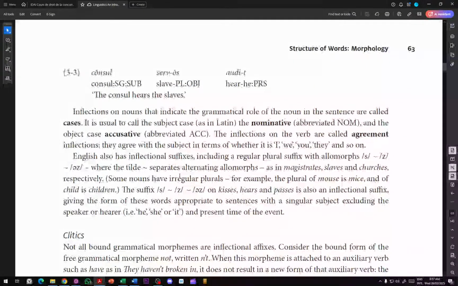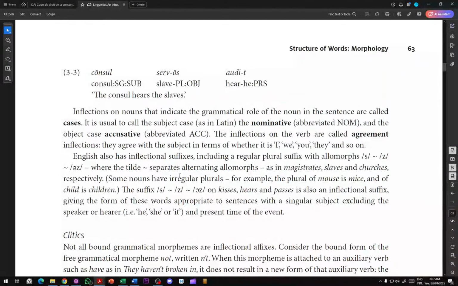These allomorphs are a single suffix. Okay. Giving the form of these words appropriate to sentences with a single subject, excluding the speaker or hearer: he, she, or it in present time of the event.